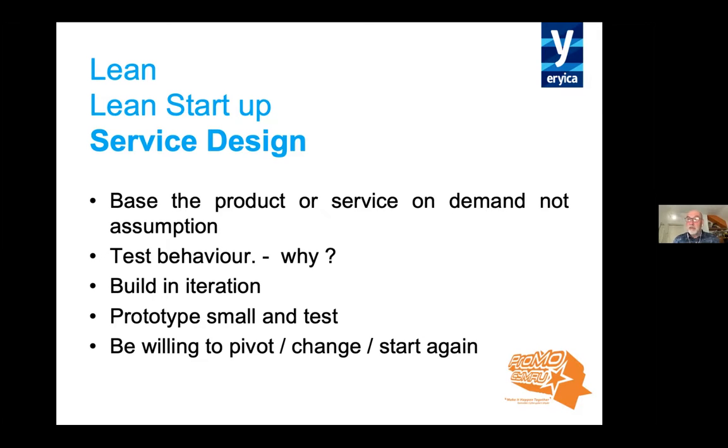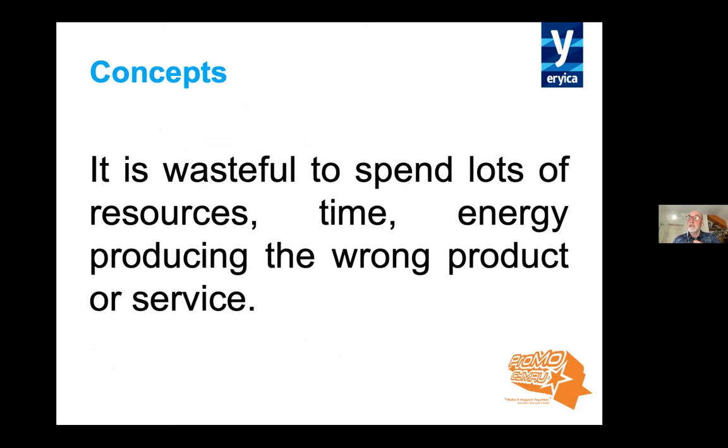But what you've thrown away is only a little bit because you've tested small. You haven't spent 3 years and a lot of money producing something that you suddenly have to throw away, 3 years' worth. Well, that's crazy. And that's back to the lean production systems. The concept is that it's wasteful to spend lots of resources, time, and energy producing the wrong product or service.